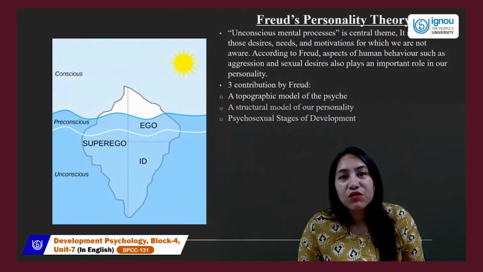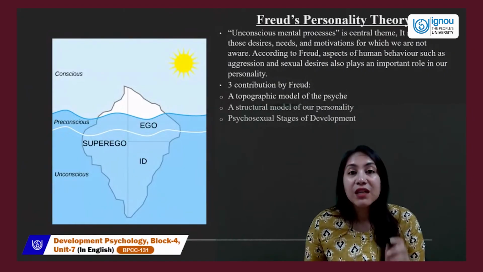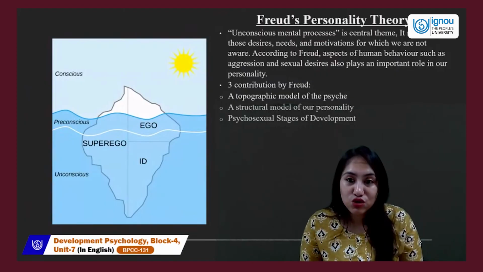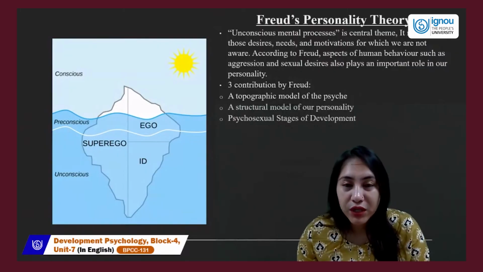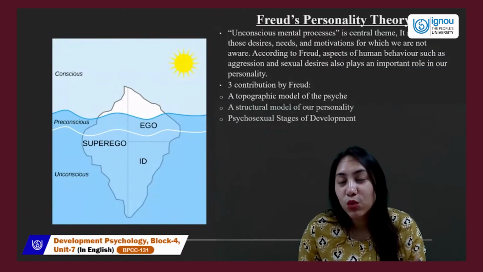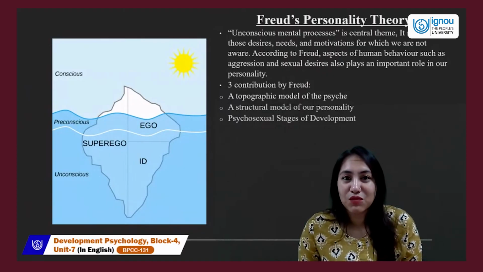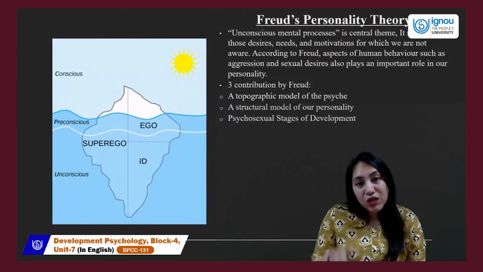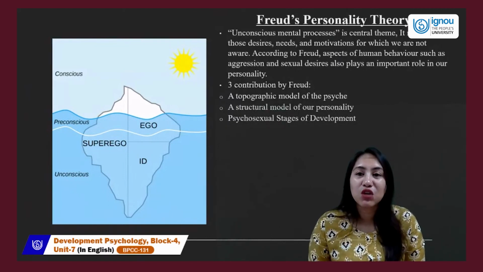So, according to Sigmund Freud, what was the highlight in a person? The highlight in the person was the unconscious mental processes, which was the central theme. According to Freud, all the desires, wishes, and motivations we experience are usually something that we are not aware of. Why? Because they are coming from the unconscious. Let's understand that concept of the unconscious also.